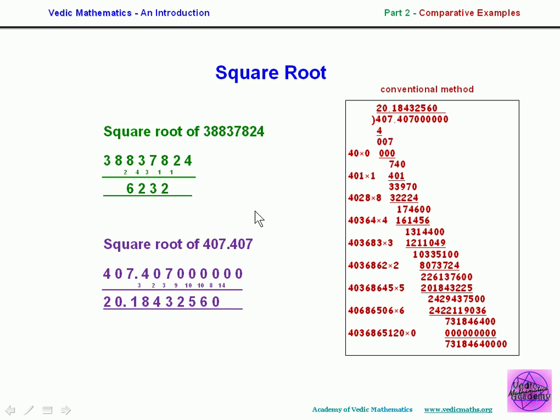And with a slight variation, which I'll briefly show you later, we can handle solution of quadratic equations, because in finding the square root of this number here, for example, we've simply solved the equation x squared equals 3883784. So more complex quadratic equations can be handled as well.